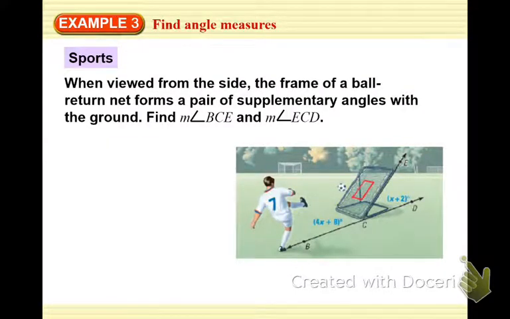When viewed from the side, the frame of a ball return net forms a pair of supplementary angles with the ground. Find the measure of angle BCE and ECD. Let's highlight these angles so you can see them a little better.